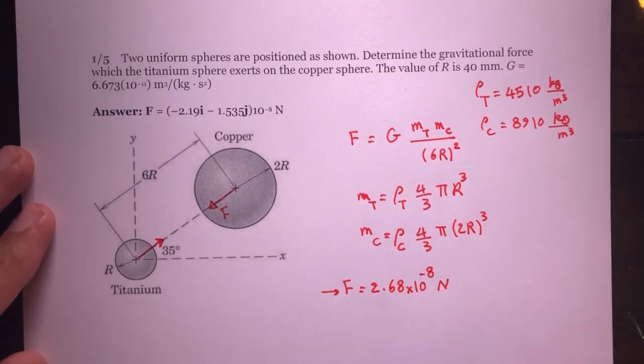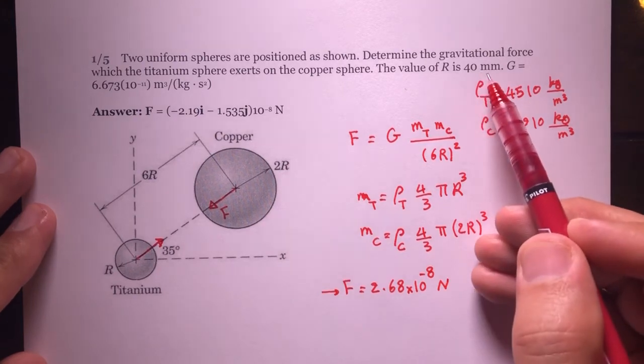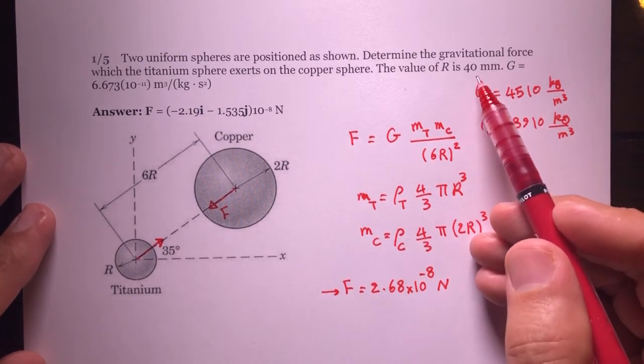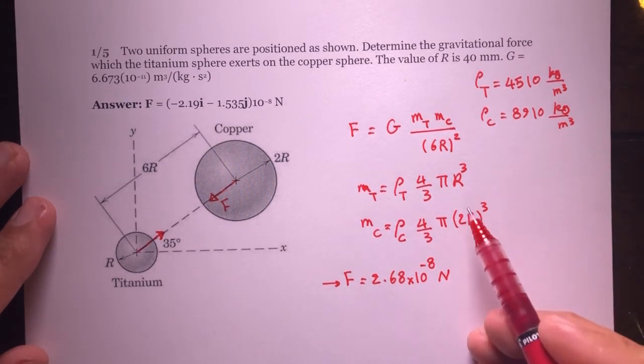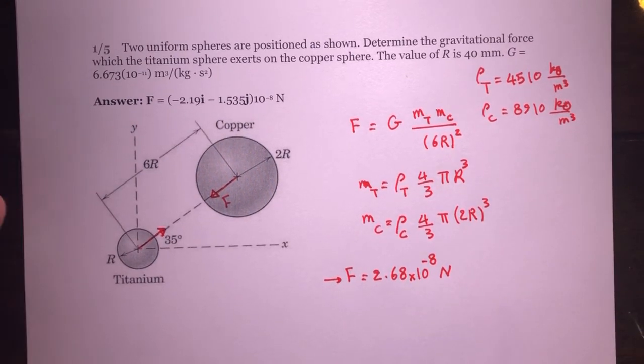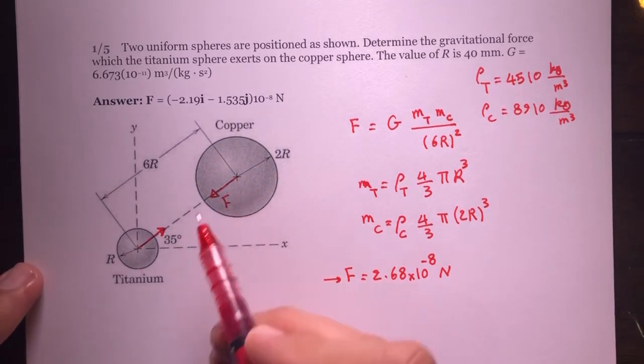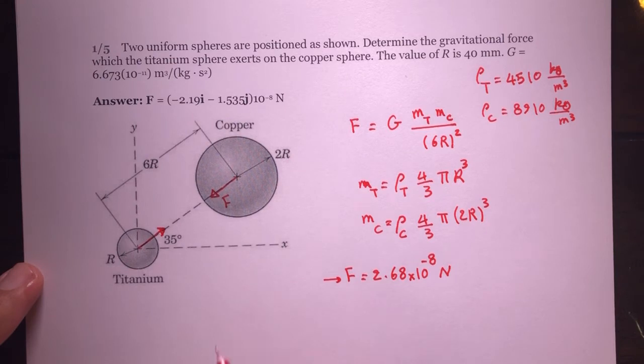Be careful with the units. R is given in millimeter. You need to turn it to meter, right? So R is going to be 0.04 meter before putting them in these two equations. So this is the magnitude of the force, but the question is asking about the vector. We need to find the direction of it too.